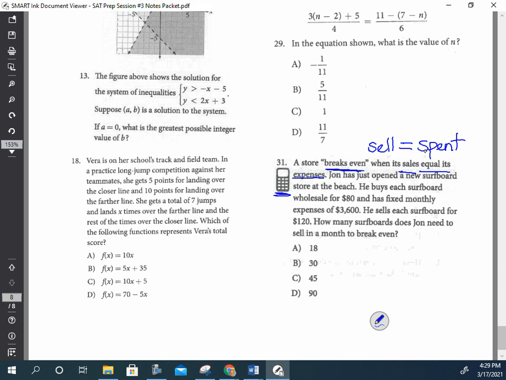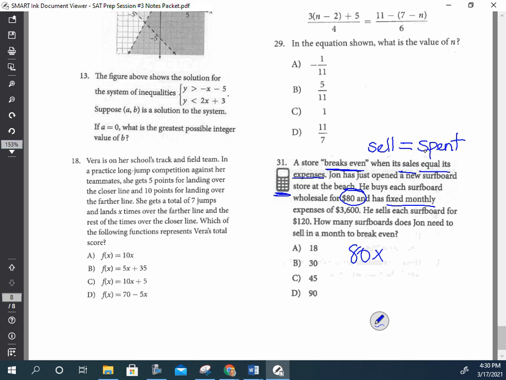John opened a new surfboard store at the beach. He buys each surfboard wholesale for $80. So when you buy it, that's money that you had to spend. You're buying something, you're spending money. So he buys a surfboard for $80. We don't know how many he bought, so that's our variable. $80 times the number of surfboards he bought.